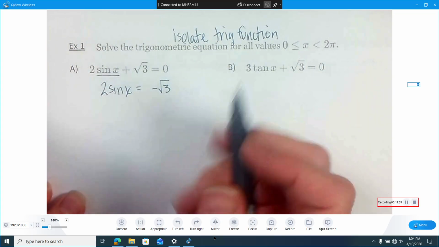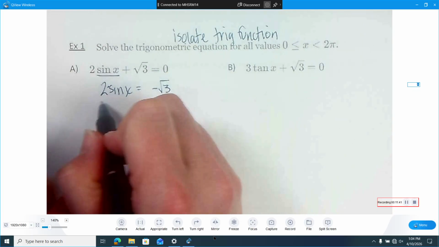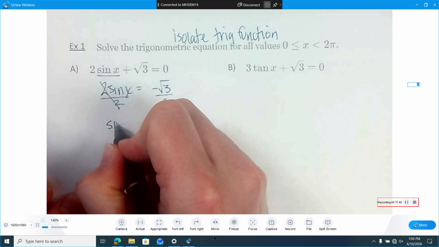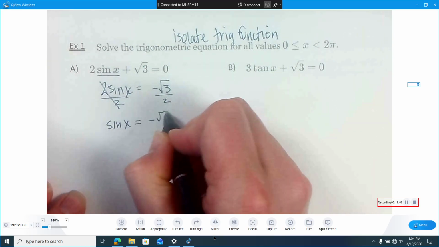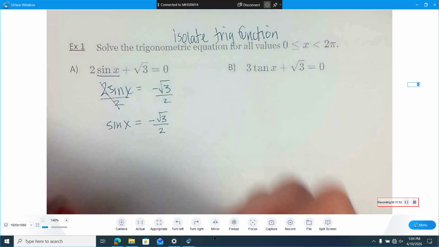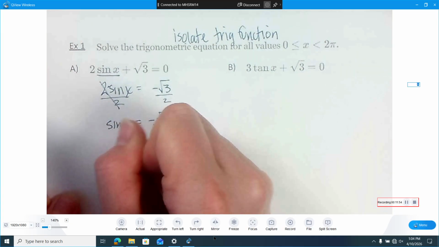Is sine alone? Divide by 2. This is 2 times sine of x, so we need to divide by 2. So we get sine of x equal to negative radical 3 over 2. So this is asking a question on our unit circle.